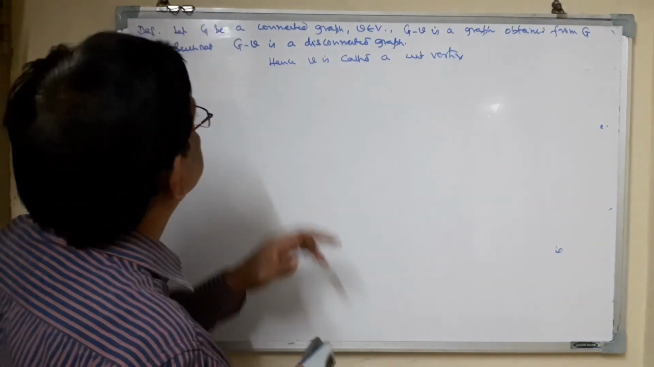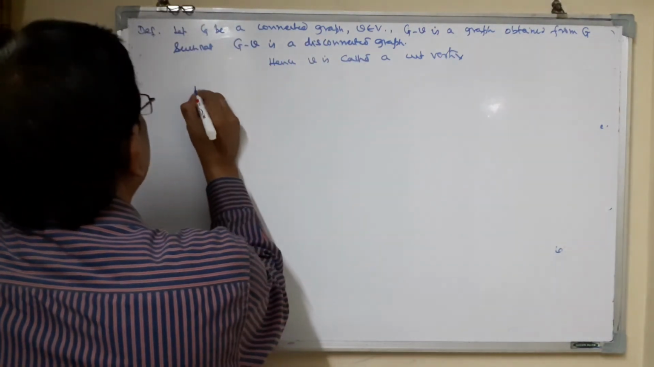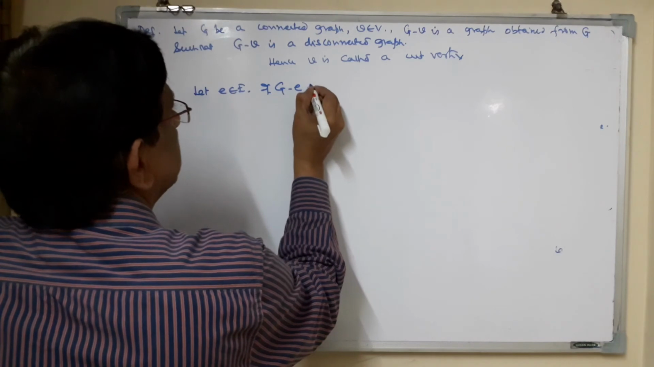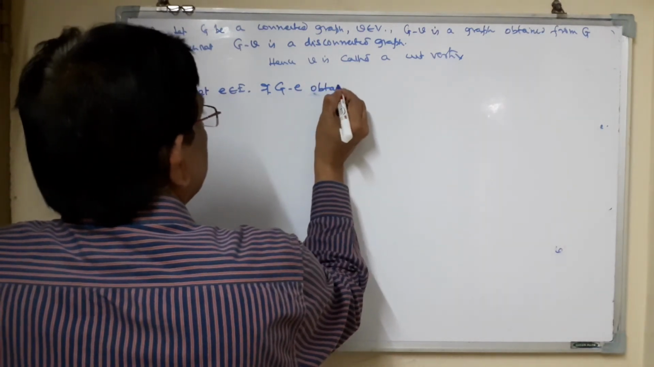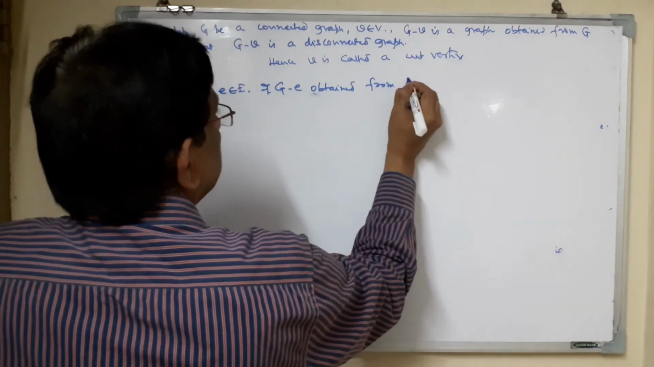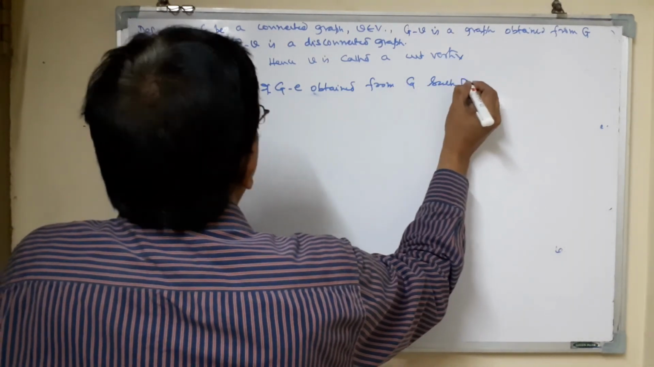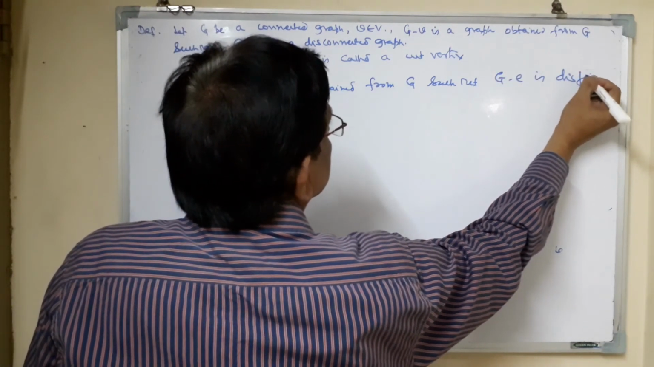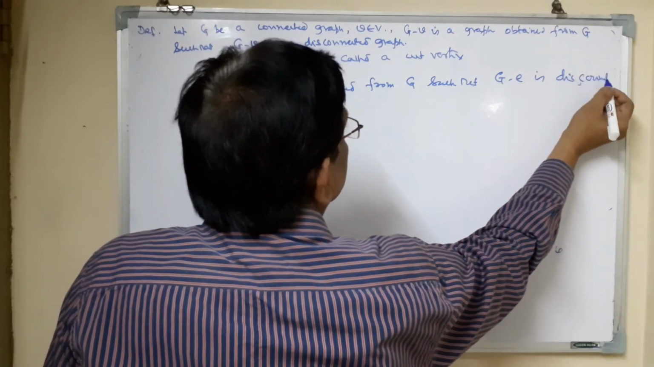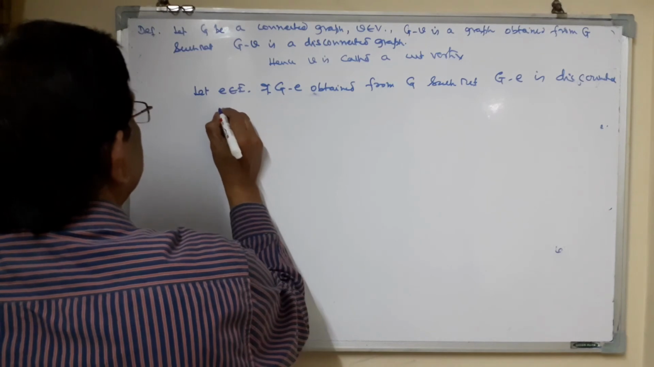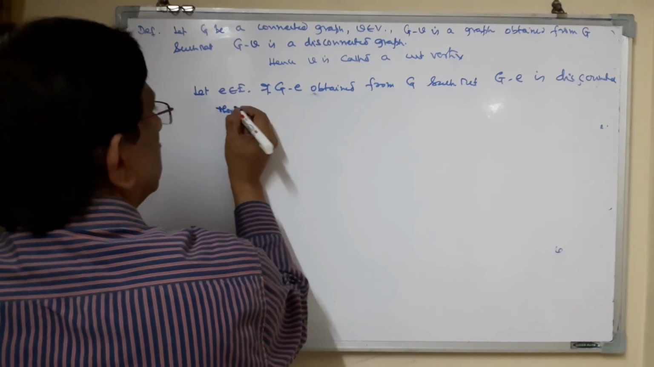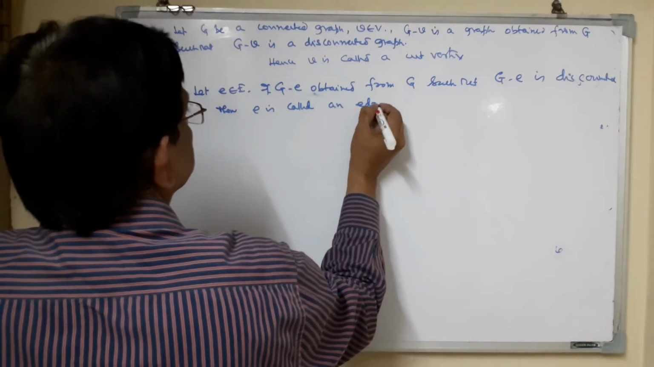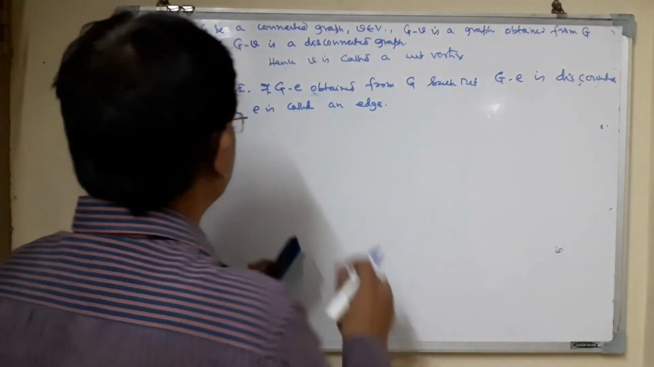The same I can use: let G be a connected graph, e belongs to E. If G minus e is obtained from G such that G minus e is disconnected, in this case, then e is called an edge. Sorry, e is called a bridge.